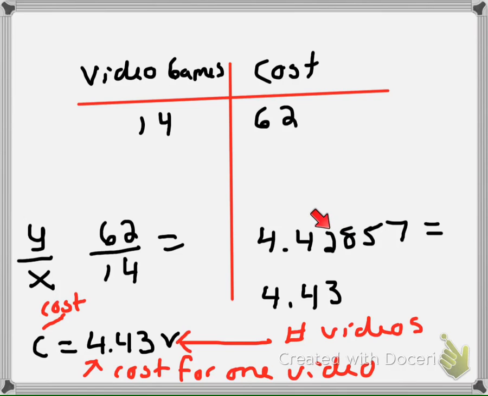So because the number on the right is an 8, that means this has to go up, and so my answer is 4.43, that's $4.43. That's the unit rate, by the way. For my equation, C is equal to 4.43 times V, where C is the cost, 4.43 is the cost for one video, or per video, and V is the number of videos.